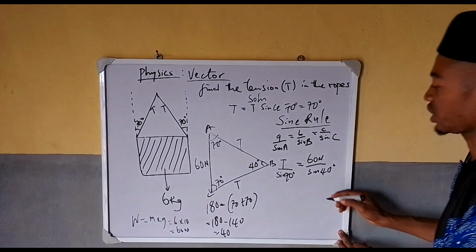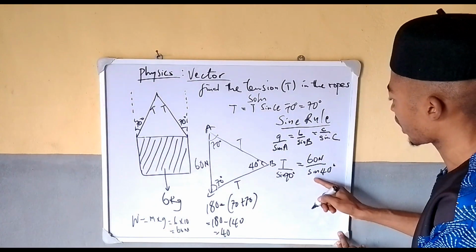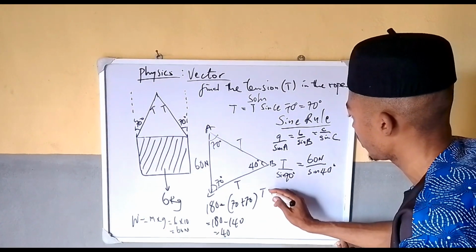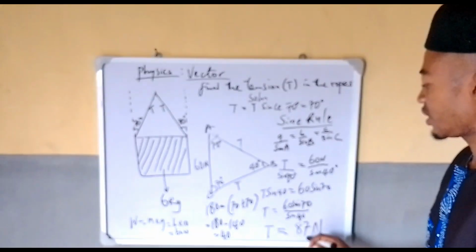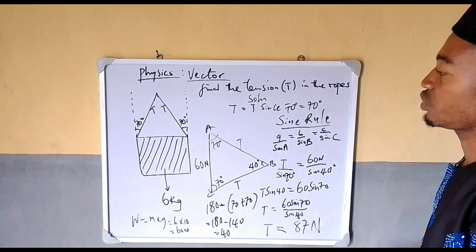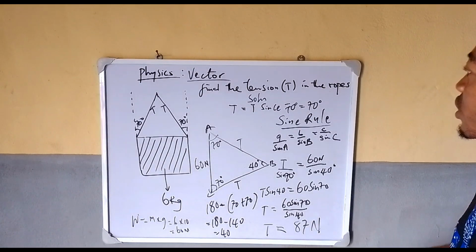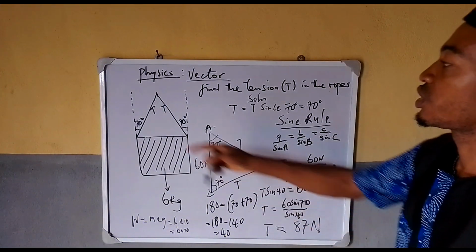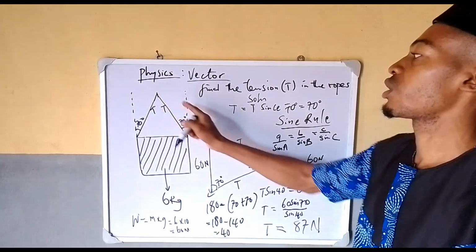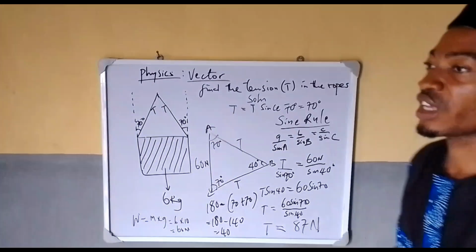To make T the subject, I'm going to have T times this, T sine, that is 87 Newton. So the tension in the ropes, T here is 70, this other one is also 70.